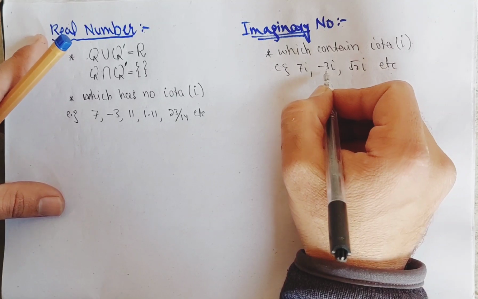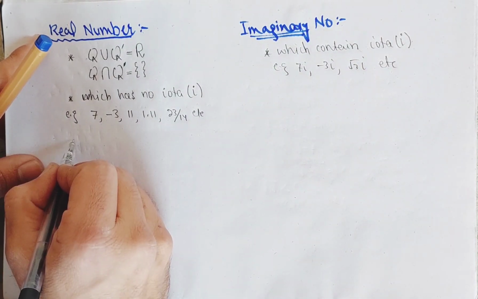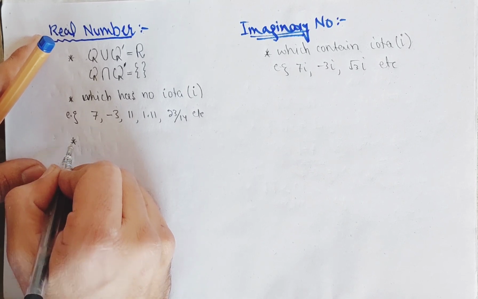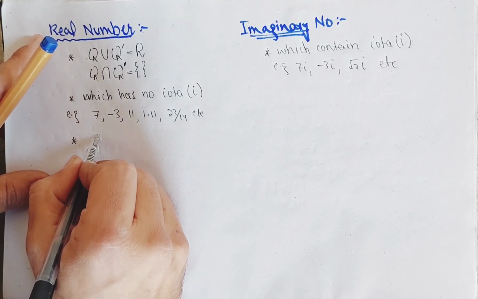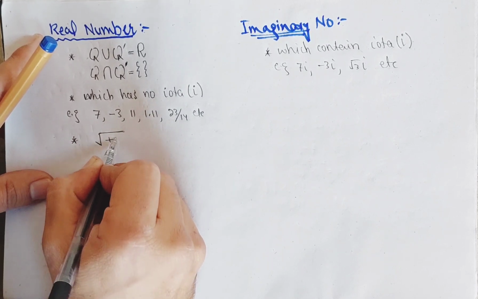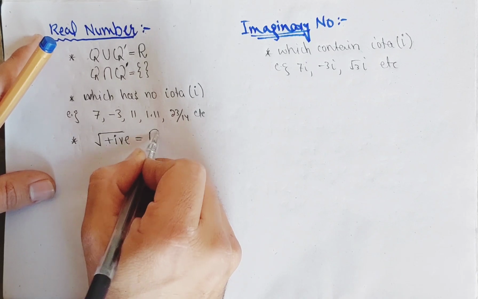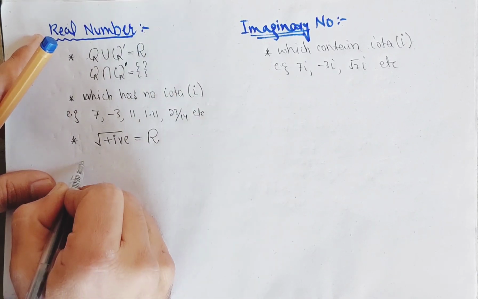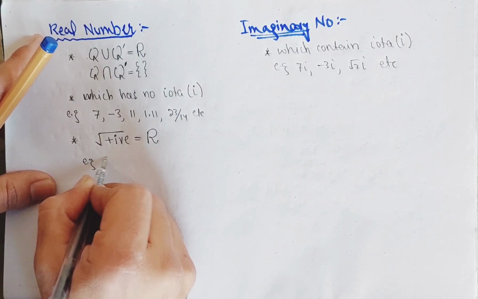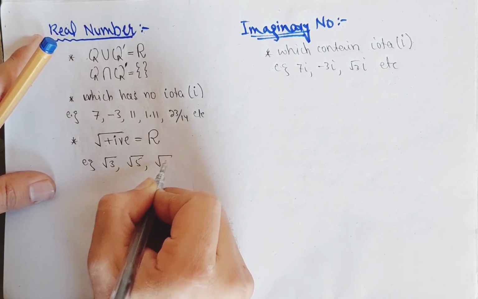और दूसरी बात, स्क्वायर रूट में अगर पॉजिटिव नंबर हो तो दिस विल गिव यू द रियल नंबर. फॉर एग्जांपल under root 3, under root 5, under root 25 etc. This will give you the real number. Yeah, it is the real number.